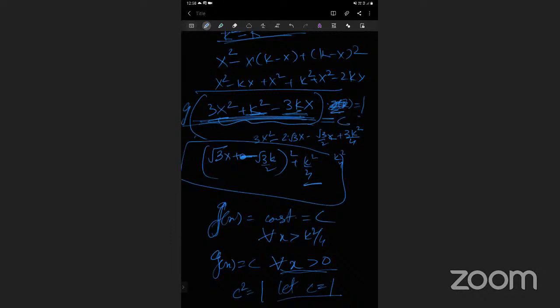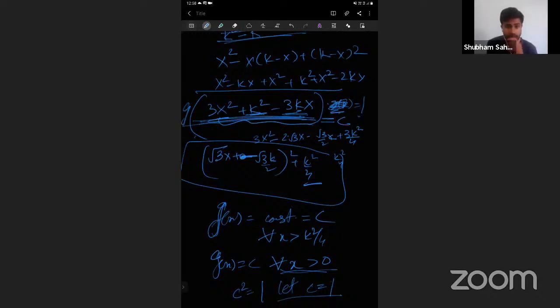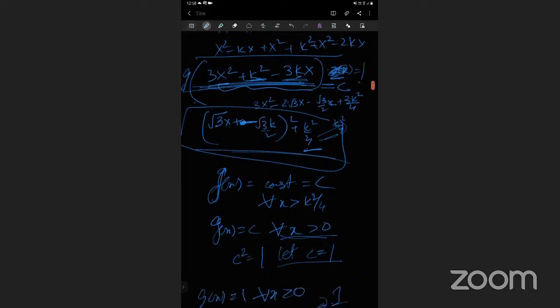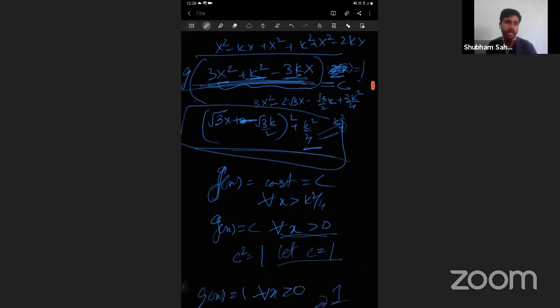How do you know that covers the whole real number line? Yeah, 3x square, it doesn't. It actually covers everything beyond k square by 4, as we have calculated over here. So take k square very small, so you can say exactly x. You can make k square by 4 as close to 0 as possible. So for all positive values you have your thing.